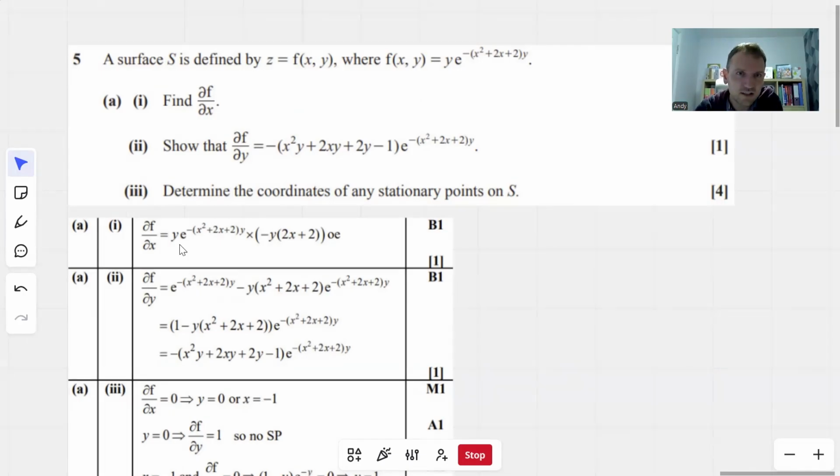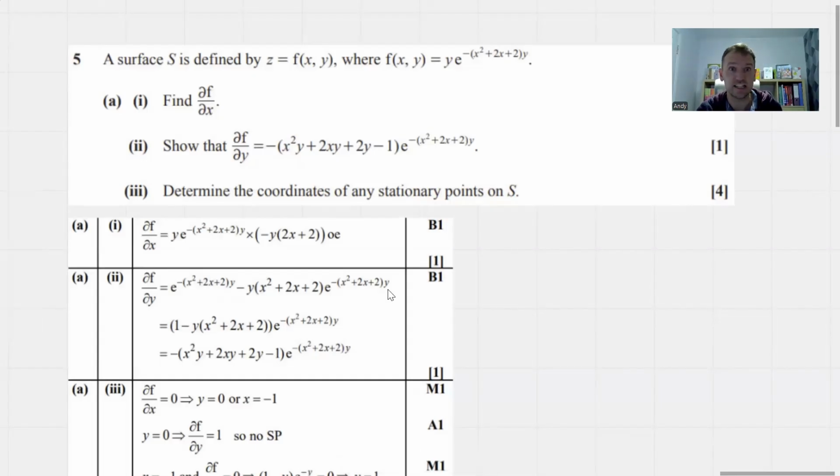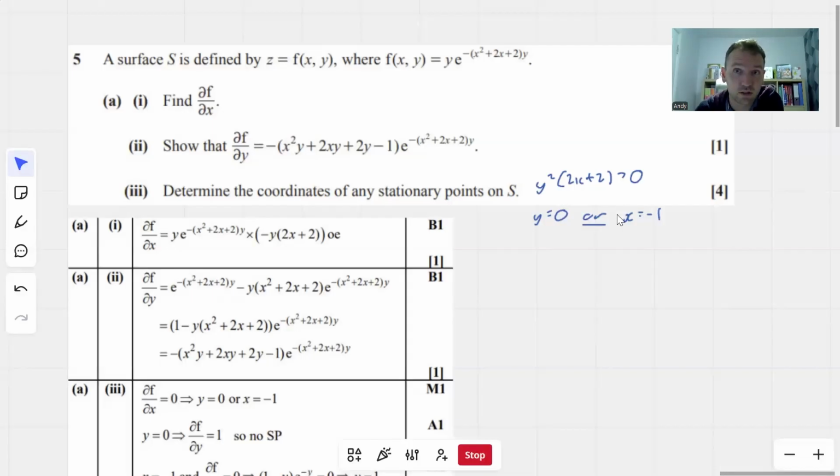So when df by dx equals 0, this e to the negative x squared plus 2x plus 2 times y can't equal 0 because that's always positive. So we're going to have the y squared times the 2x plus 2 equal to 0, which is going to give us either y equals 0 or x equals -1. Note you don't need both those things to be true for this to equal 0. You need one or the other. So these are two separate cases to consider.